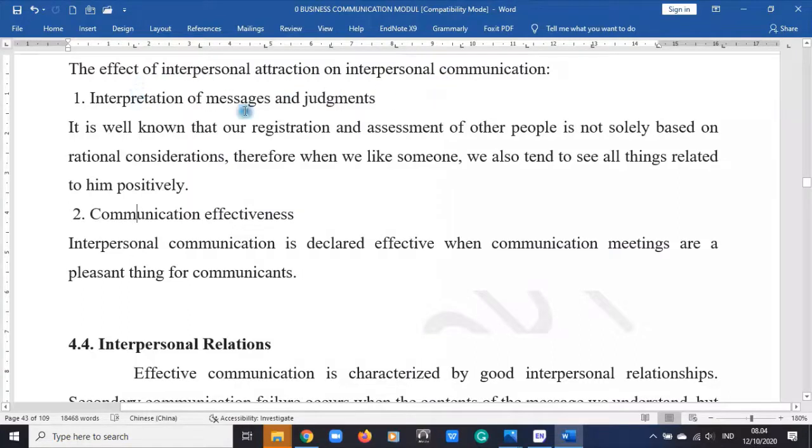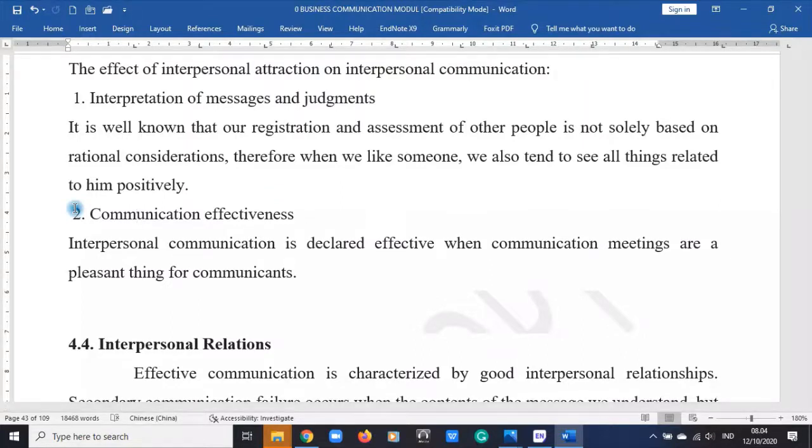In the interpretation of message and judgment, it is well known that our registration and assessment of other people is not solely based on rational consideration. Therefore, when we like someone, we also tend to see all things related to him positively. Sometimes we do not react only rationally, but also intuitively. When you like only the appearance, it comes like the halo effect.